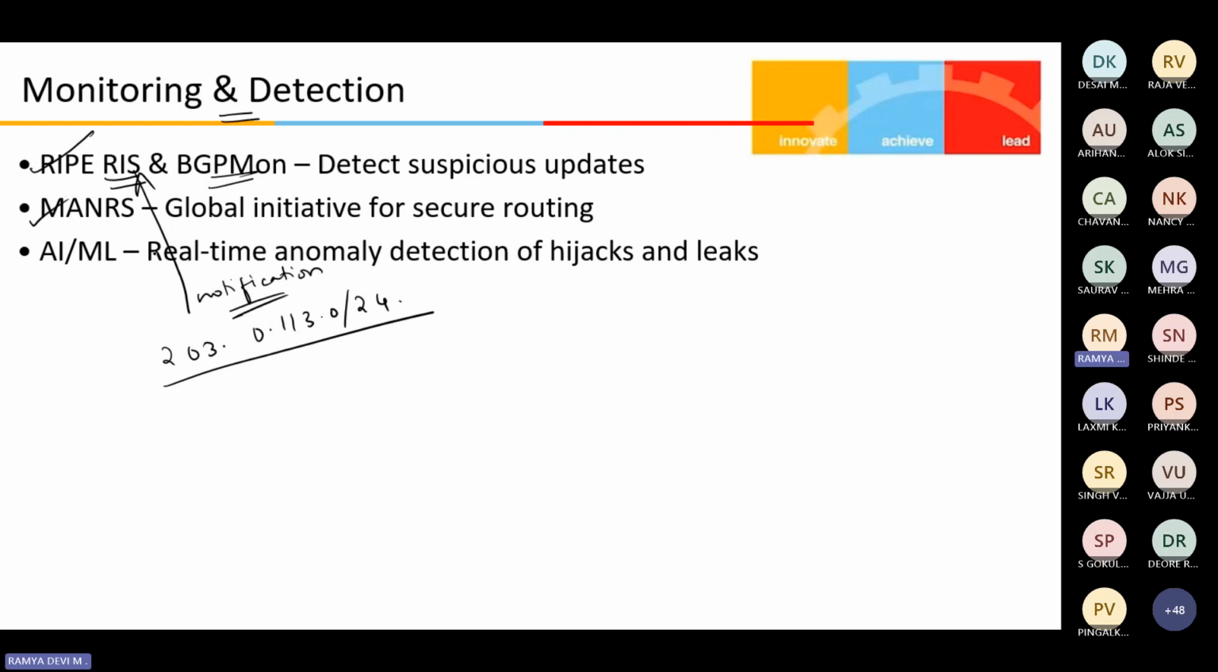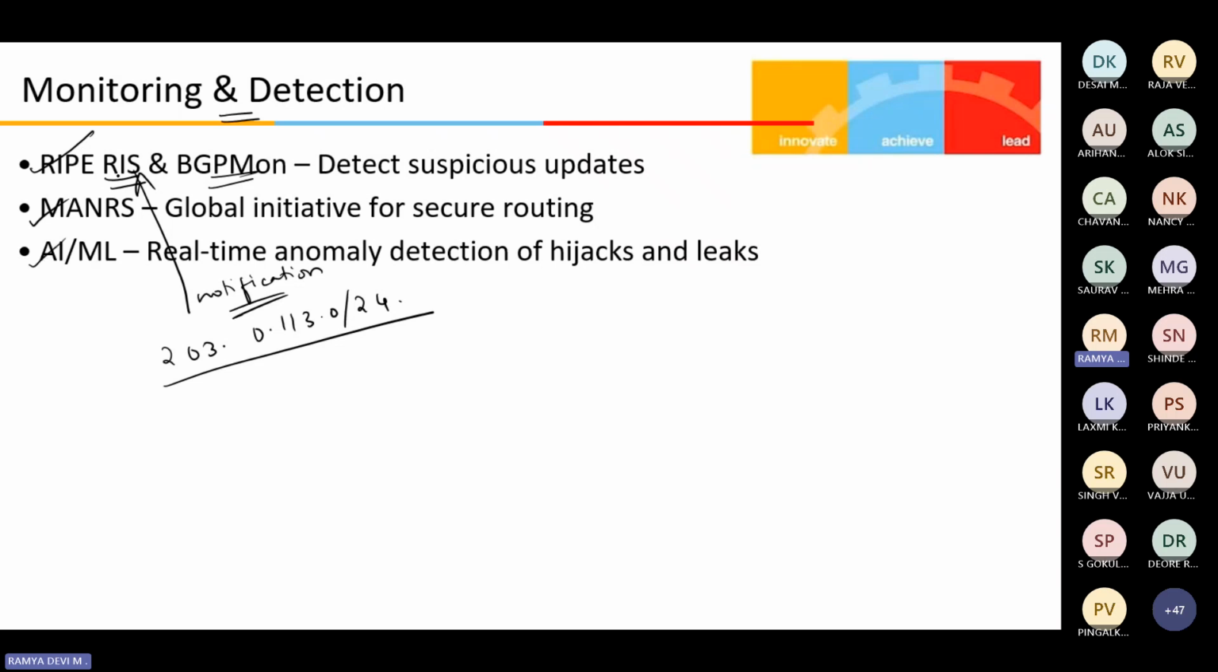Okay, the second one is MANRS, that is Mutually Agreed Norms for Routing Security. It is a global initiative, a collaborative industry effort. Why? Because it provides a baseline set of practices. It can do filtering, anti-spoofing, coordination, global validation. Everything can be provided by joining MANRS. Operators can commit to transparent security practices. So it helps to create a culture of trust and accountability in BGP operations.